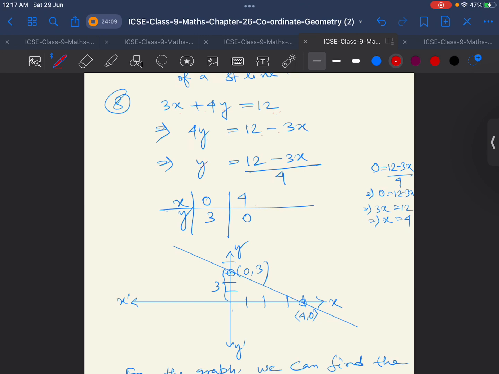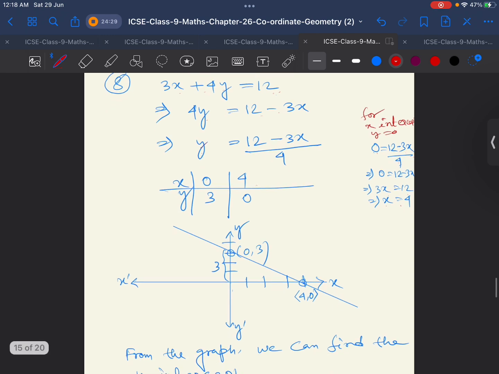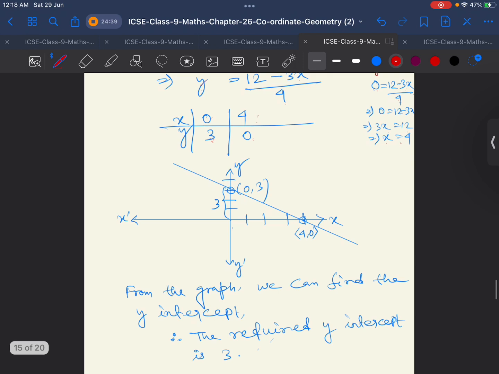For the x-intercept, y equals 0. Then we get 0 equals 12 minus 3x. So 3x equals 12, so x equals 4. And for the y-intercept, x is 0, then y equals 3. So these points are (0, 3) and (4, 0). Okay, now we put these points on the graph. I plot here (0, 3) and (4, 0).